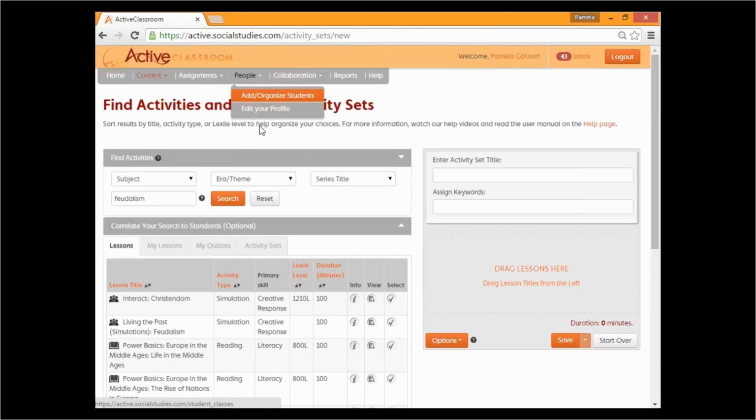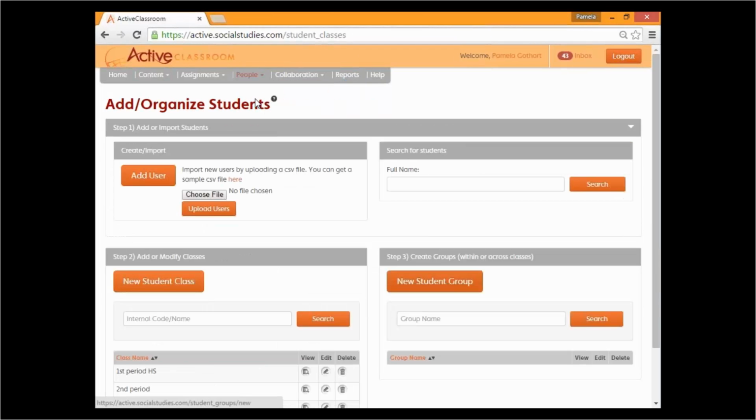Now, how do we organize our students so that we can give them the information they need specifically? Let's look at creating groups. Let's go to People, in our toolbar, People, Add Organized Students. We're going to come to our Add Organized Students page. You've already got your classes created here on the left. We're going to come to the right and we're going to create new student groups. We're going to create groups of students based on some criteria that we have predetermined.